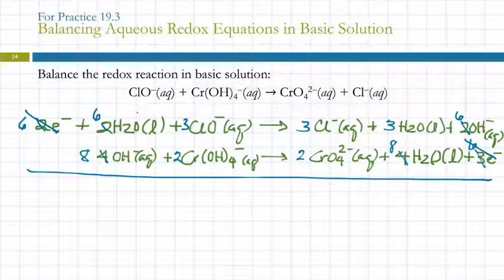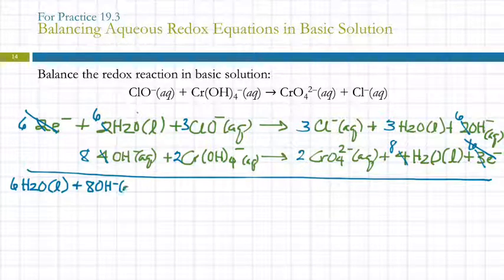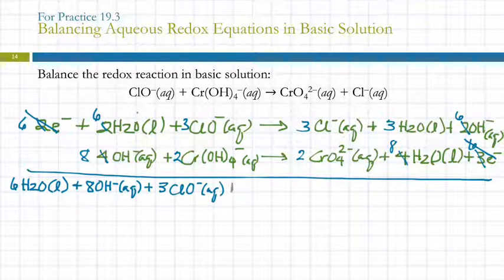So write down the rest of the stuff. So I've got, for my own reasons, I'm going to put the waters and the hydroxides on the outside. So I've got 6 H2O liquid, so that's this one. And then I've got 8 hydroxide ions. And then I've got 3 ClO minus and 2 of these weirdos.